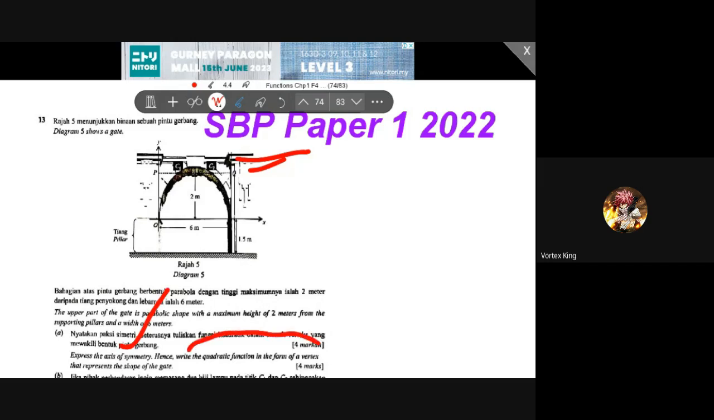Okay, so sekarang mereka pula nak kamu bentukkan persamaan kuadratik. Selalu soalan beri kat kamu persamaan kuadratik. Now they want you to form back the quadratic. That's why it's hard lah, this question. Okay, so let me see how to do this. Okay, let me see.